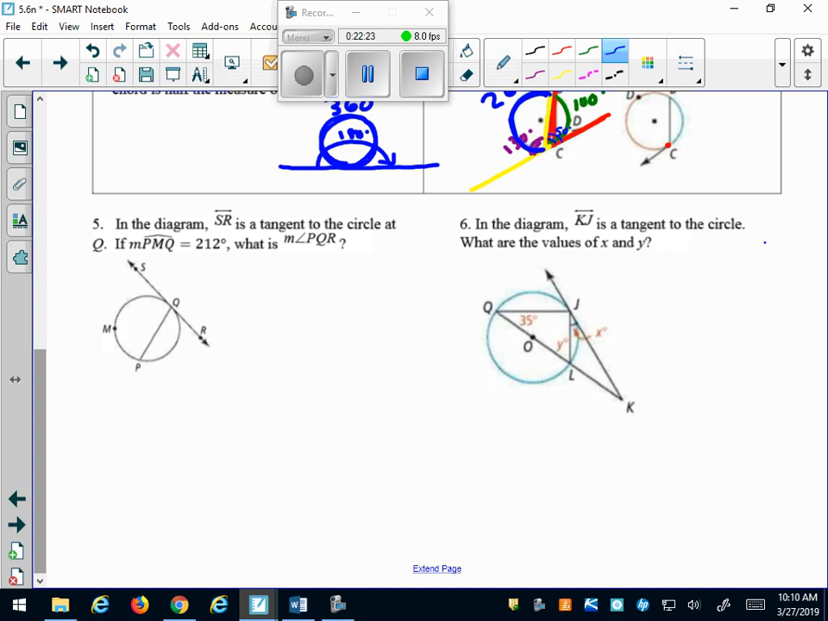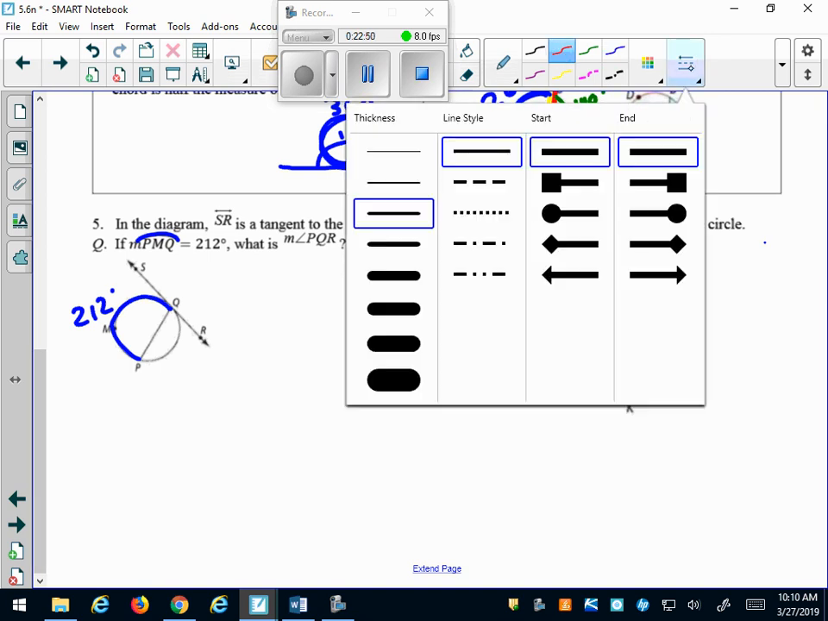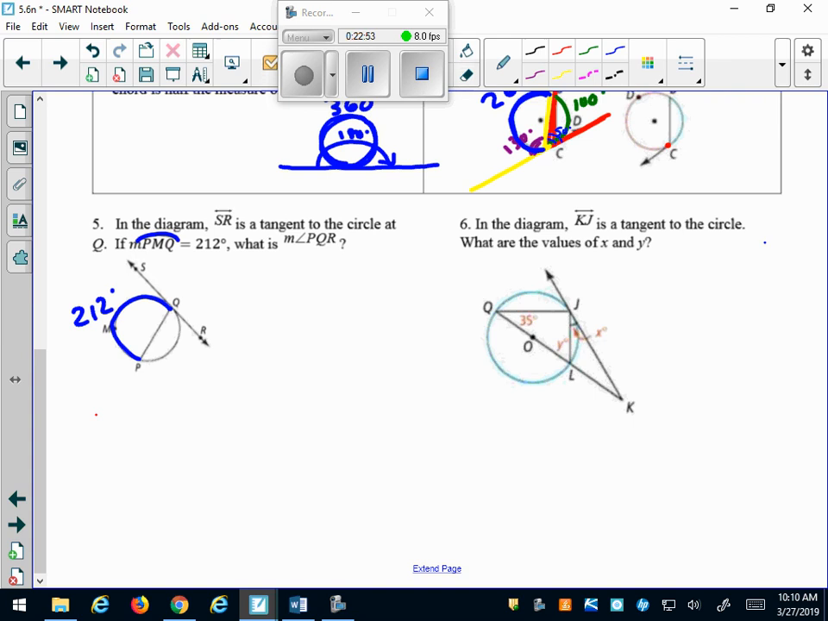Okay, so let's try 5 and 6. Maybe we'll do 5 together. In the diagram, SR is tangent, and the measure of arc PMQ, see, pay attention to the symbol there. It's arc PMQ. So start at P, go to M, end at Q. It's 212. They're asking the measure of angle PQR. Start at P, go to Q, end at R. They're actually asking for this degree measure.